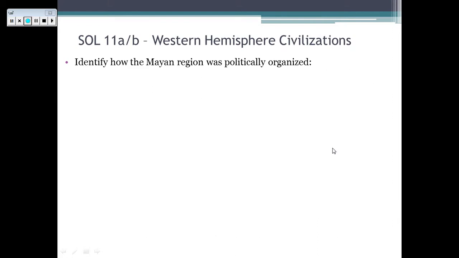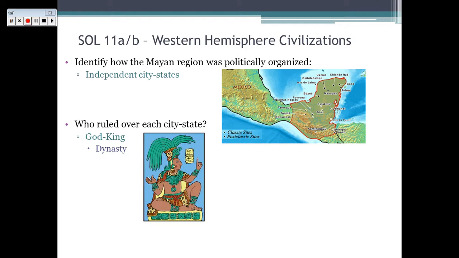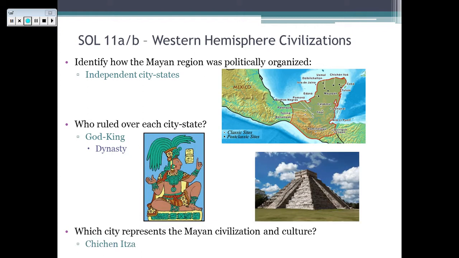And identify how the Mayan region was politically organized. It was independent city-states, and who ruled over each city-state was a god-king. Okay, usually dynastic. And then which city represents the Mayan civilization and culture best? And that's Chichen Itza. So the thing to remember about the Mayans is they have city-states, and that's very similar to the Greeks with their city-states. And part of the reason, guys, would be to remember that in a rainforest or in high mountain areas, there's only going to be small areas or pockets where you can actually farm.